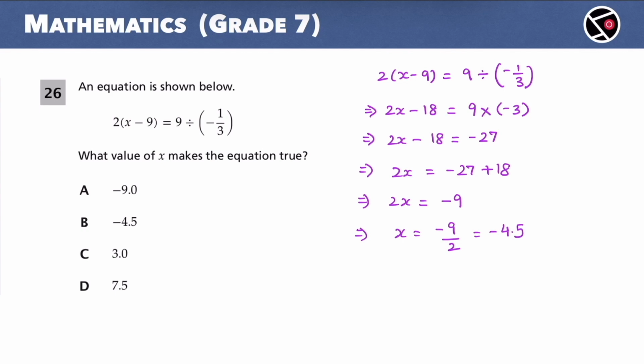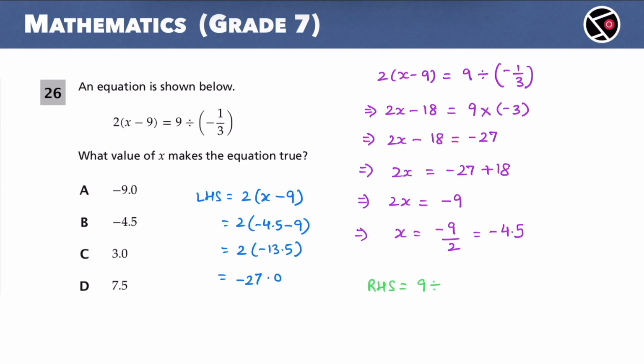Let's do a double check on our calculations. From the equation, if I pick the left hand side, we have 2 times x minus 9. x is minus 4.5 minus 9. We have 2 times minus 13.5. 2 5s are 10, 2 3s are 6, plus 1 is 7, 2 1s are 2, we get minus 27. The right hand side is 9 divided by minus 1 by 3, which is 9 times minus 3. This also gives us minus 27. Left hand side equals right hand side for x equal to minus 4.5. So our choice is B.